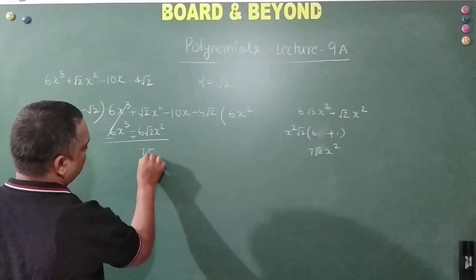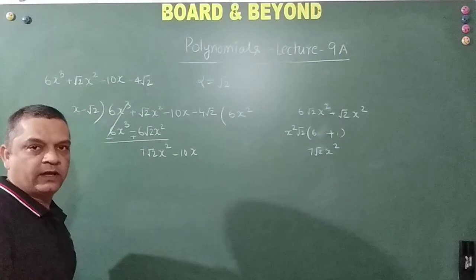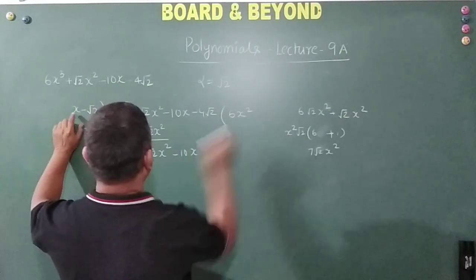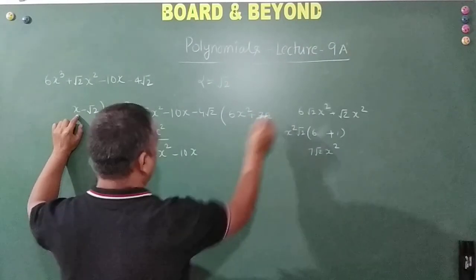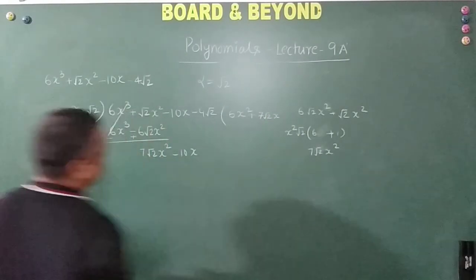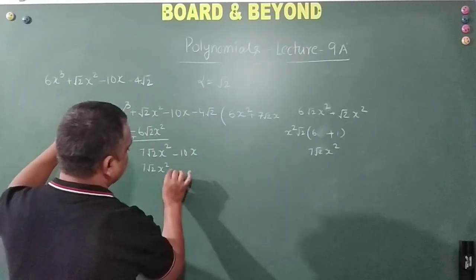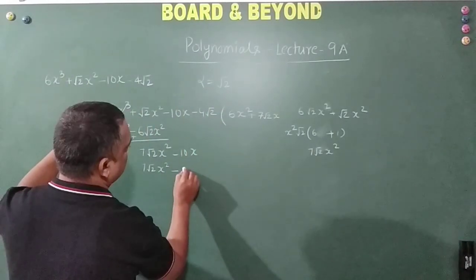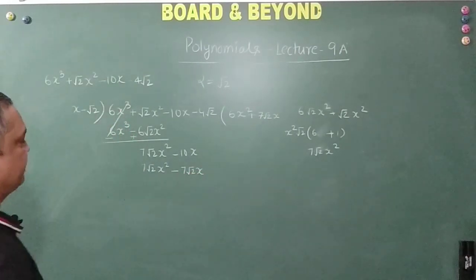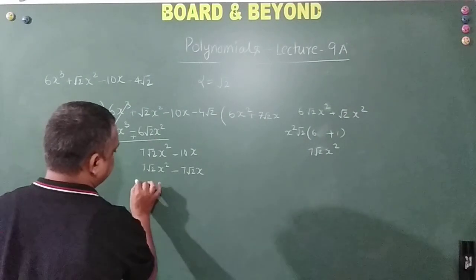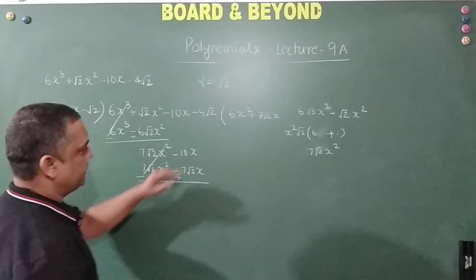So this is 7 root 2 x square minus 10x. You got, my friends? Okay. So now I need 7 root 2. So what I will do is that I will put 7 root 2 and x I need it in square, so 7 root 2 x square. Now this is plus into minus is minus. It becomes how much? 7 root 2 x. You all are there with me? Okay. So this becomes minus and this becomes plus. So this cancels out, but here is a problem.